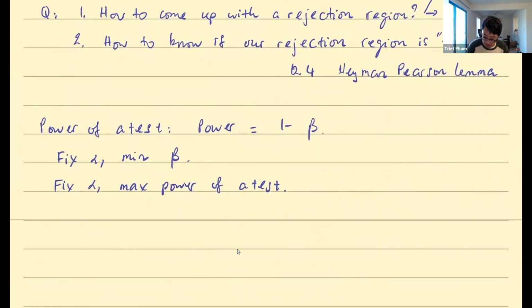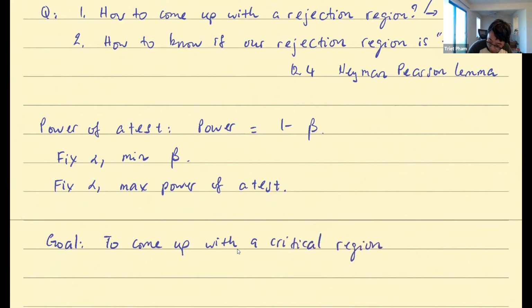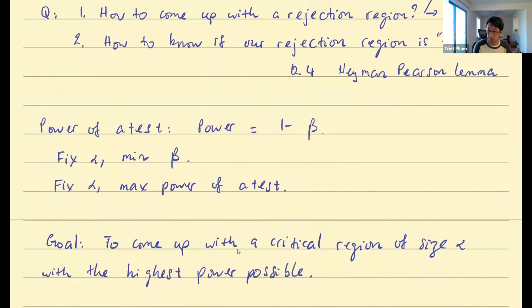So then we can rephrase our goal: to come up with a critical region of size alpha, because alpha is given, with the highest beta possible. Sorry, highest power possible. Okay, that's it.